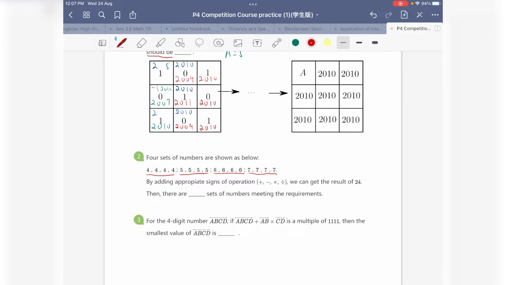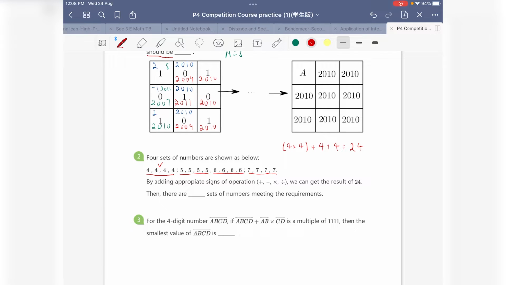Well, in this case over here, I think it's pretty straightforward. We can see that 4 times 4 is equal to 16. And then all we have left is the other 2 4s. And 16 plus 8 is 24. So all we really need to do is to add the 2 4s and we get 24. Right? So that's our first set. Pretty straightforward. Now what about the second set?